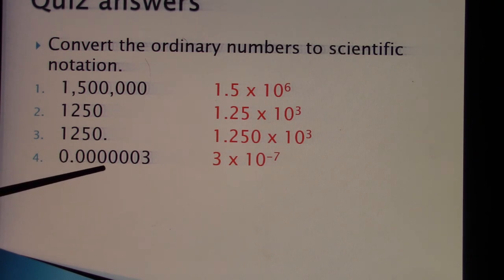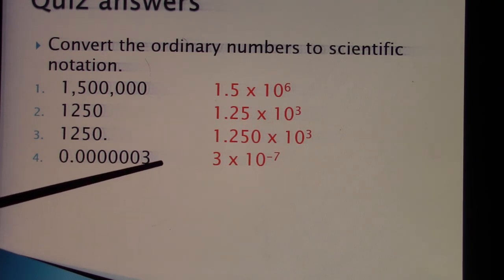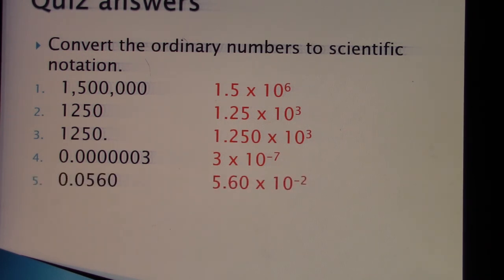Go 1, 2, 3, 4, 5, 6, 7. So 3 times 10 to the negative 7. Don't write 3.0 because then that'd be 2 sig figs. 3 only has 1 sig fig in this example. We're going to try the next one. Go 1, 2, so 5.60 times 10 to the negative 2. Remember this 0 is significant, so zeros to the right of non-zero numbers with a decimal are significant. Left, no; right, yes.